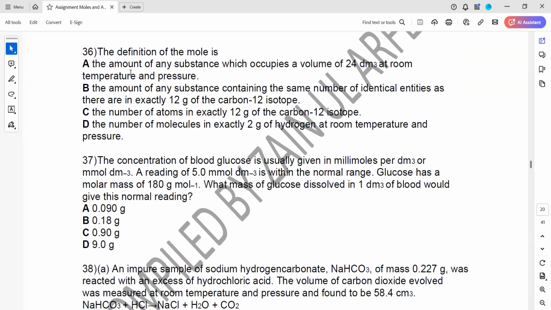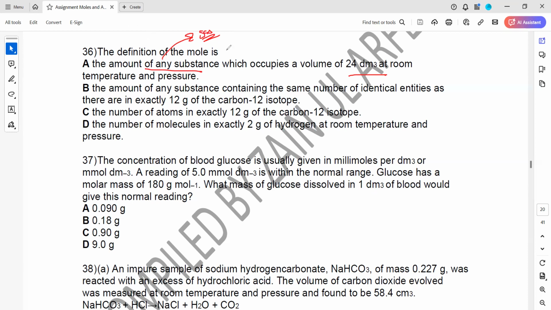Question 36, the definition of the mole is. So how do we define the term mole? Mole is the amount of substance which contains Avogadro's number of particles. "Amount of any substance which occupies 24 dm cube": not any substance. If it was 24 dm cube, then it is the amount of a gas, because 1 mole of any gas at standard temperature and pressure will occupy 24 dm cube. Liquids and solids won't have the volume of 24. It will always be a gas.